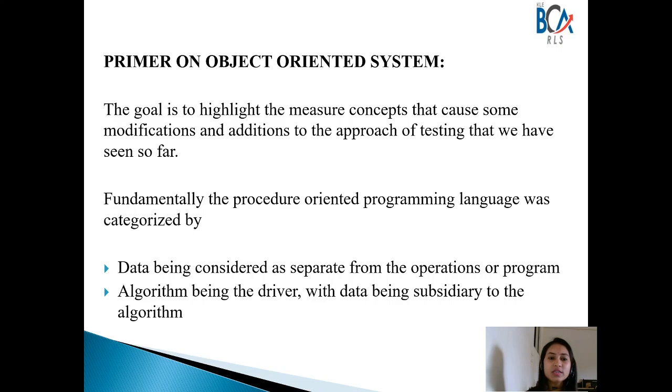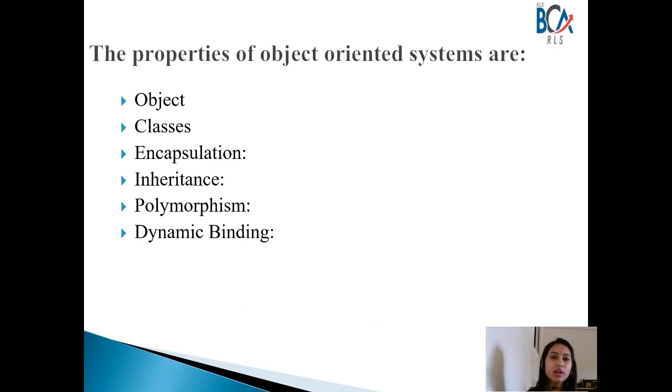So against this object oriented programming language were developed. So this language is data or object centric. So with this object oriented programming, there is no separation between the data and methods that operate on the data, and the data and the methods that operate on the data go together as one individual unit. So let us see what are the properties of object oriented system.